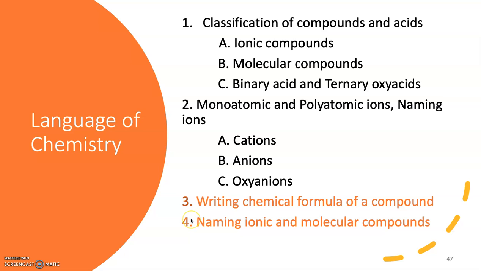On Wednesday in class, I went over classification of compounds and acids, including ionic compounds, molecular compounds, binary acids, and ternary oxyacids. In the previous video lecture for this chapter, I went over monoatomic and polyatomic ions and naming them, including cations, anions, and oxyanions. In this video chapter, I will go over writing chemical formulas of compounds and naming them.